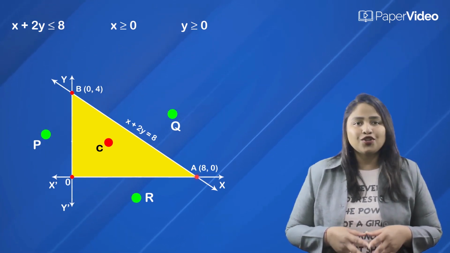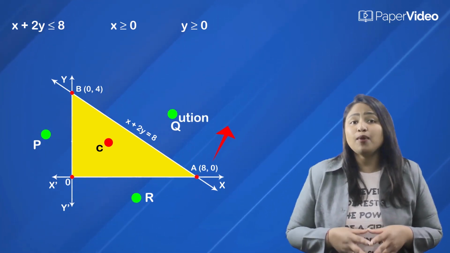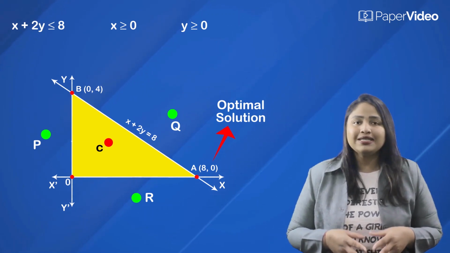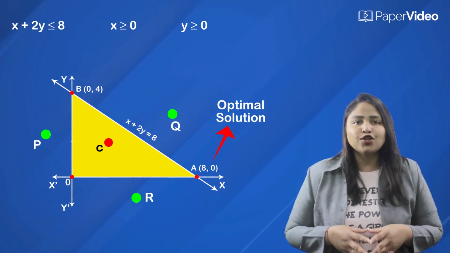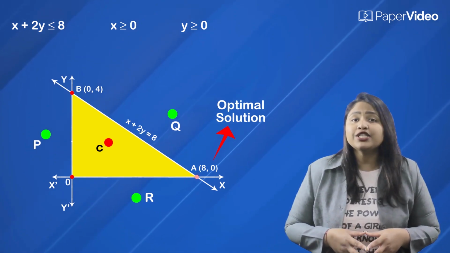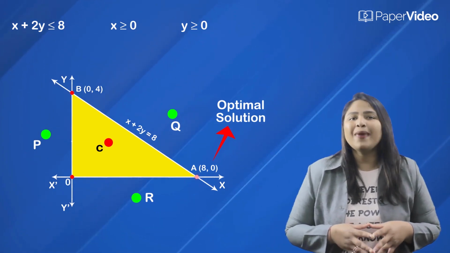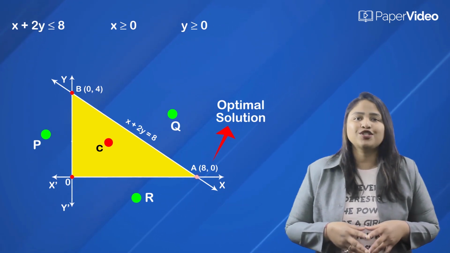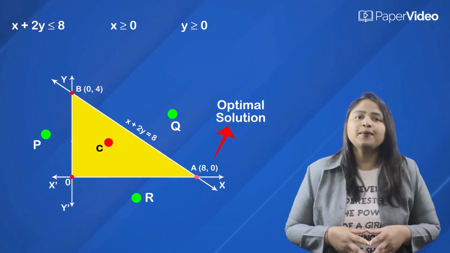A feasible solution of a linear programming problem which optimizes its objective function is called the optimal solution of the problem. Graphically, any point on the feasible region that gives the optimal value, maximum or minimum, of the objective function is called an optimal solution. Using this method, we can easily solve a linear programming problem.